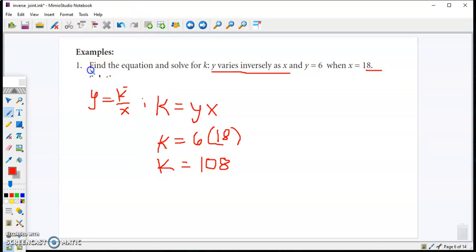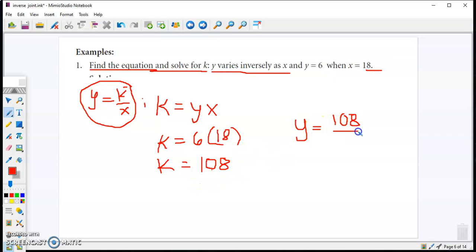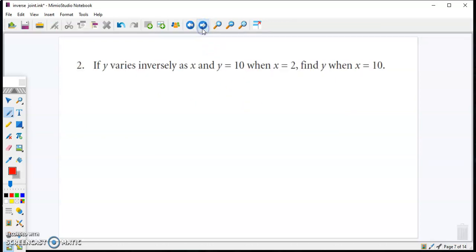So the first question is we find the equation and solve for k. So now this is our original equation. We simply substitute k. So your equation for this one is y, substituting now the value of k, which is 108, divided by the value of x. Okay. Let us have another.